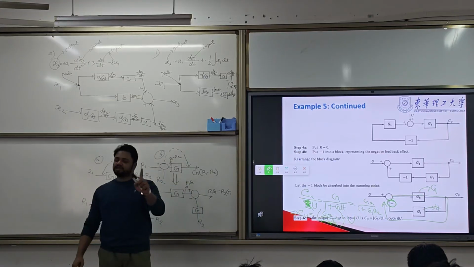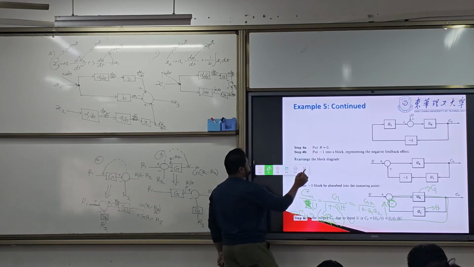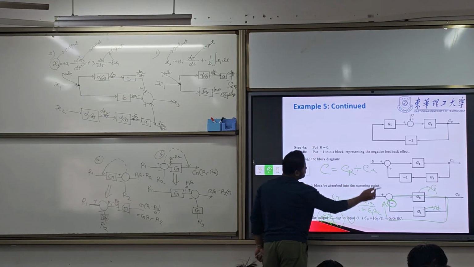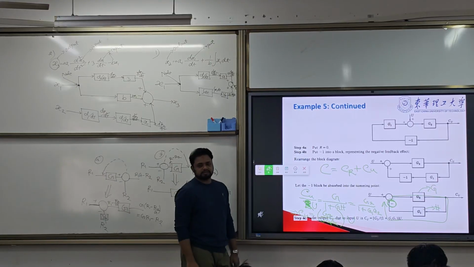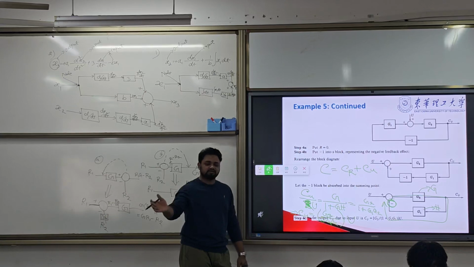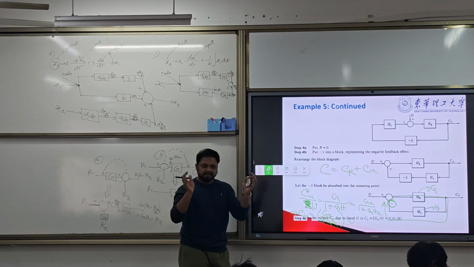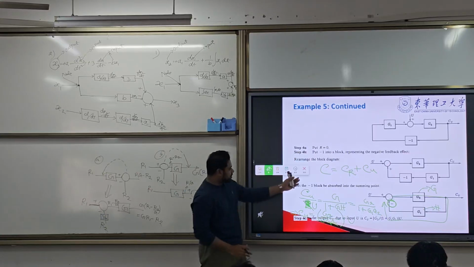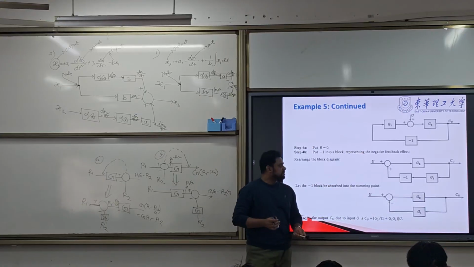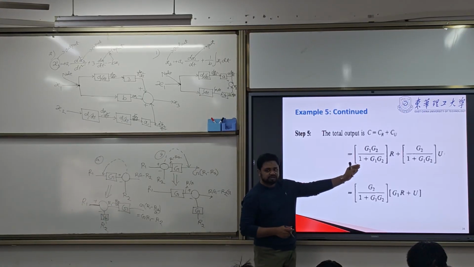Now we have CR and CU. So the total output C is equal to CR plus CU. That is the superposition method. In the superposition method, first we consider one input as 0, then we find out the output. Then we consider the first one as 0, and we find out the second output. And later we combine both outputs, CR and CU. So the total output is equal to CR plus CU, which will give you the value.